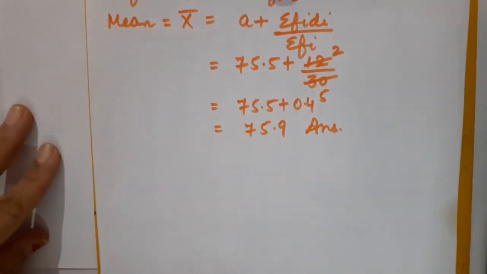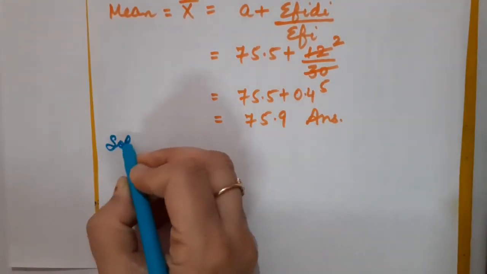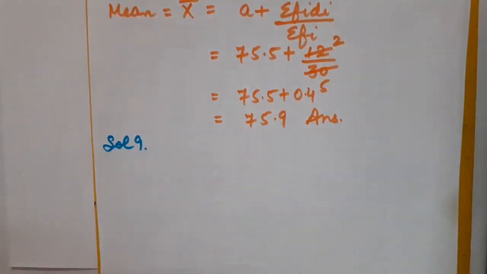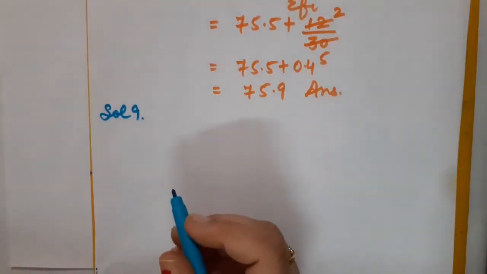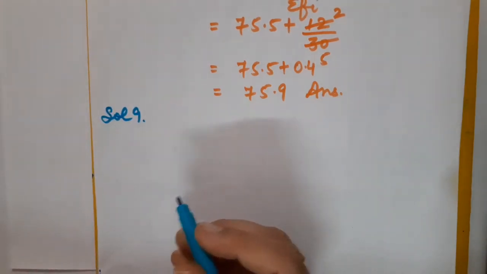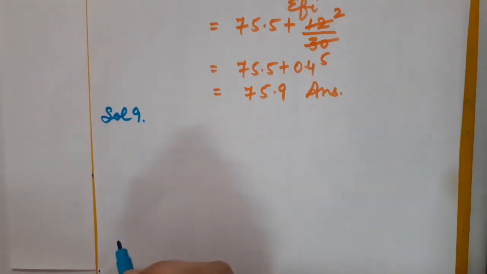Now children, for better clarity of the same concept, I will be taking one more question. That is question number 9. Please listen to the statement carefully. The following table gives the literacy rate in percentage of 35 cities. Means how many people are educated. The percentage of the literacy rate is given to us.